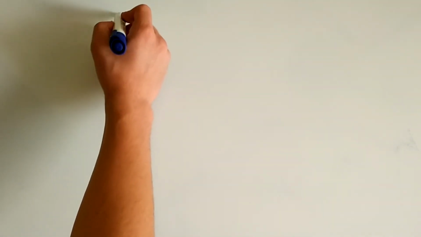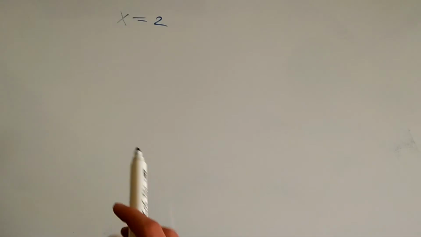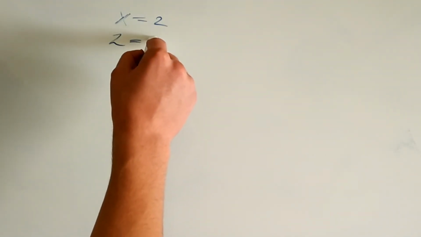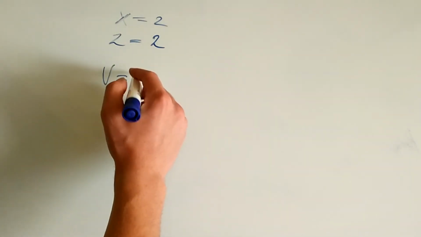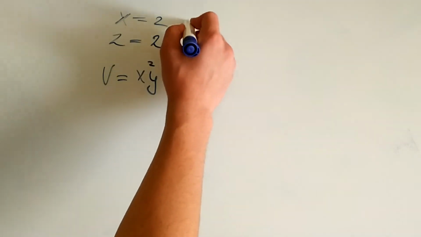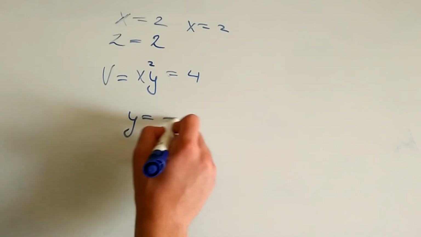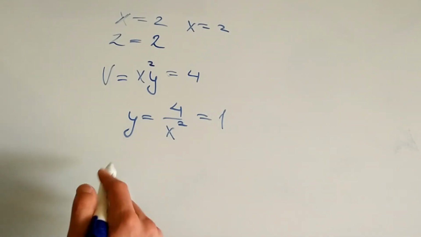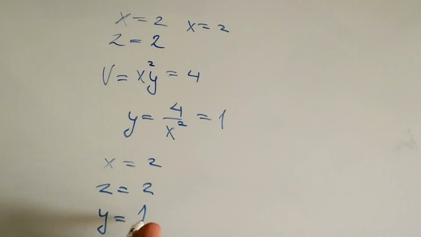Okay, so x is equal to 2. What else do we know? Well, since it is a rectangular container with a square base, z would also be equal to 2. And what about the height? Well, remember that we said the volume is equal to x squared times y, so x squared times y is equal to 4, and y would be 4 over x squared, which is equal to 1. So we have our dimensions: x is equal to 2, z is equal to 2, and y is equal to 1. And this is our final solution.